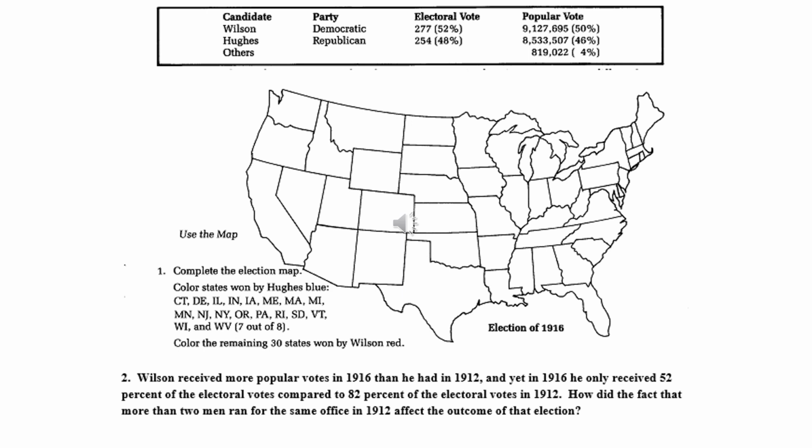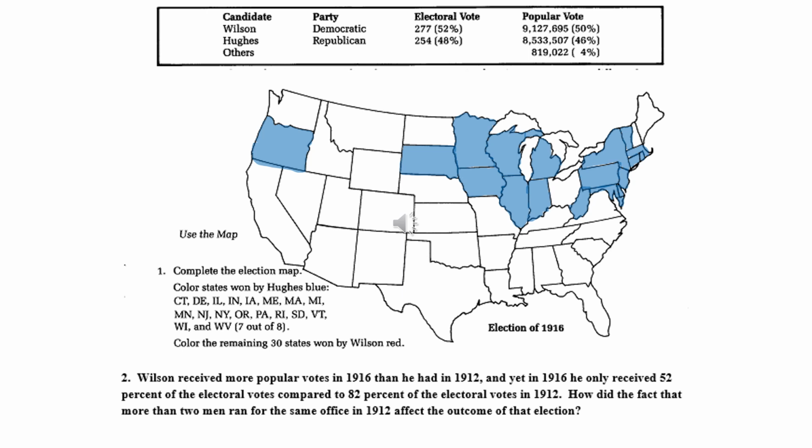So we're supposed to color in Connecticut and Delaware, Illinois, Indiana, Iowa and Maryland, Massachusetts and Michigan, Minnesota and New Jersey, New York and Oregon, Pennsylvania and Rhode Island, South Dakota and Vermont, Wisconsin and West Virginia. Keep in mind that if I'm going too fast for you, feel free to pause.